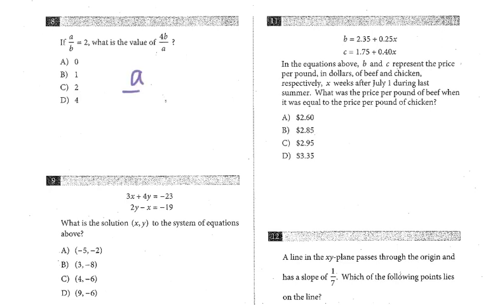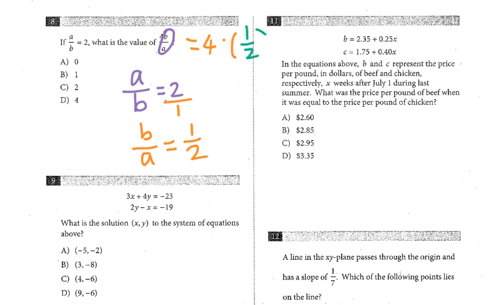For number 8, if A over B equals 2, what's the value of 4B over A? If A over B equals 2, since I'm looking for B over A, I will flip both sides and get B over A equals 1 over 2. So I got 4 times 1 over 2. That's how 2 will be your answer.